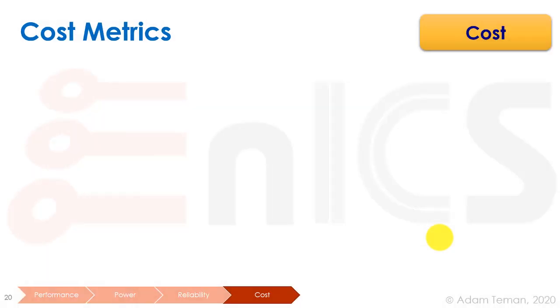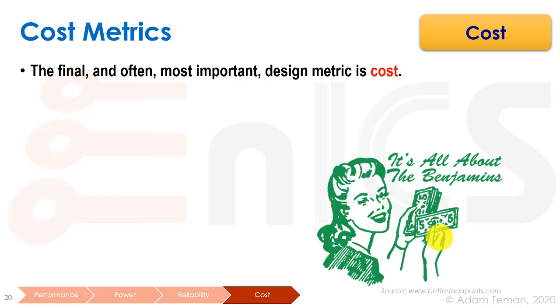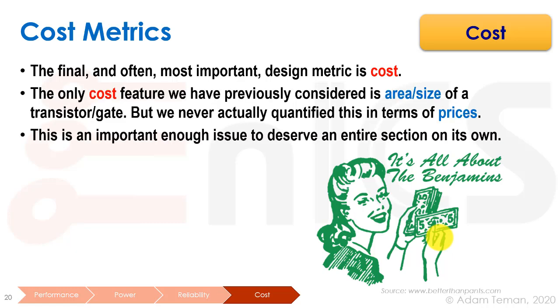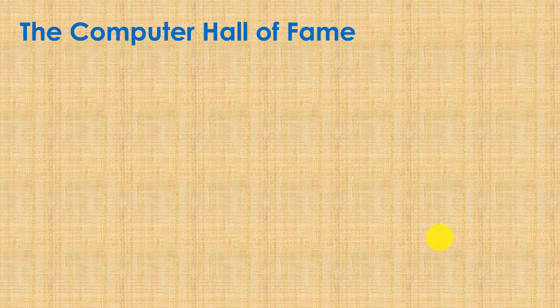And finally, our last category of design metrics is cost. So it's all about the Benjamins, as they say, and even here in engineering, usually what we do is the applicativity of science, and it all comes out to making some sort of a product that can be either sold or used, and so cost is a very important part of it. Okay, the only cost feature we have previously considered is the area size of a transistor or a gate, but we never actually quantified it in terms of prices. It's an important enough issue that it deserves a section on its own, and we'll discuss that after a short break for the Computer Hall of Fame.